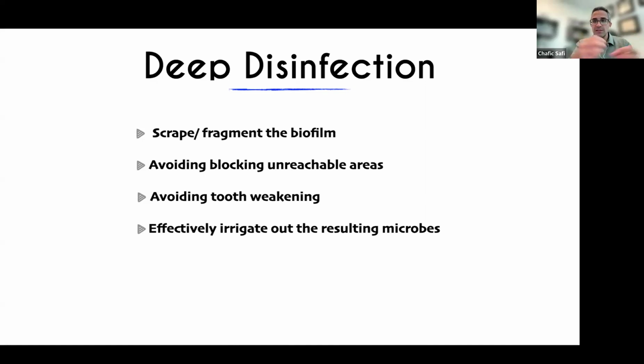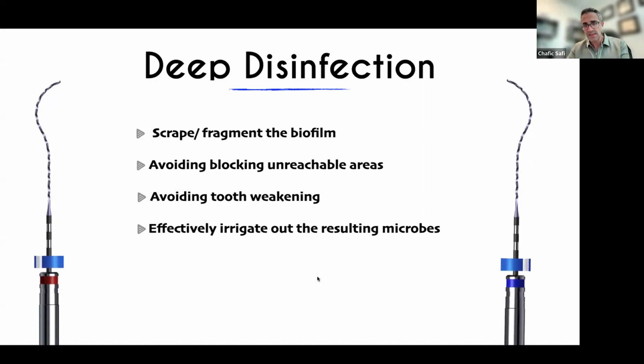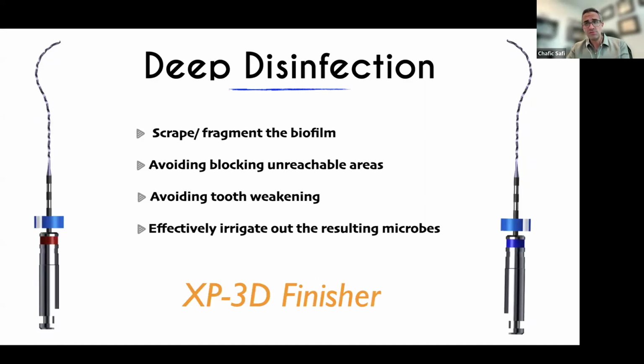We need to put it into suspension in the canal and irrigate it out, while avoiding the weakening of the tooth or removing unnecessary dentin, and having a solution that can flush this out and neutralize what's left behind. And to do this, we need a new file that is, if you want, the cousin of the XP3D Shaper Plus, which is the XP3D Finisher.